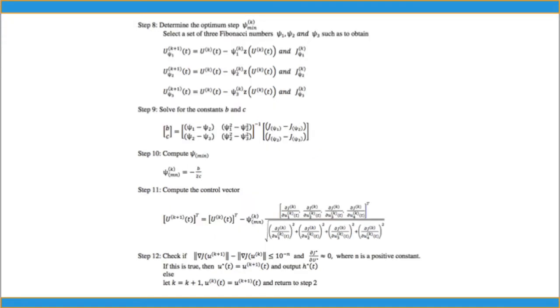And then we'll be able to obtain the big picture, big U of k, where we'll be able to solve for psi min by having it in this matrices format, and then using the quadratic method where we found psi min, which is negative b over 2c, I'm sorry, and then be able to compute the control vector. That's all using Excel VBA. And that will be repeated multiple times until convergence is met.